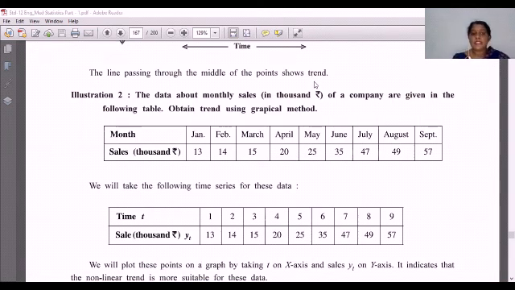Now the next illustration: the data about the monthly sale, in 1,000 rupees, of a company are given in the following data. Obtain a trend using a graphical method. Again month is given, then sale is given. So we will take month as t, and we write the sequence numbers 1, 2, 3, 4, 5, 6, 7, 8, 9, as 9 months are given. Then sale in 1,000 rupees, that is yt.